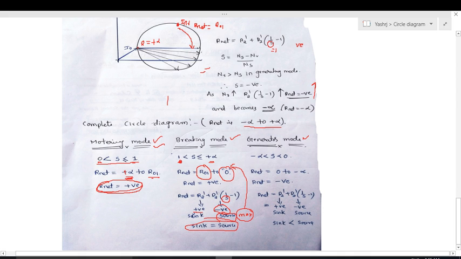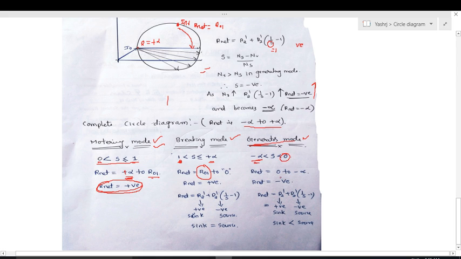So that's why the variations will be like this under braking mode. The R01 is a sink; it always absorbs power. R2 dash into 1 by s minus 1 is nothing but generation, so it generates a source of active power under braking mode operation. Next, let us discuss the generating mode. In generating mode operation, the slip changes from 0 to minus infinity.